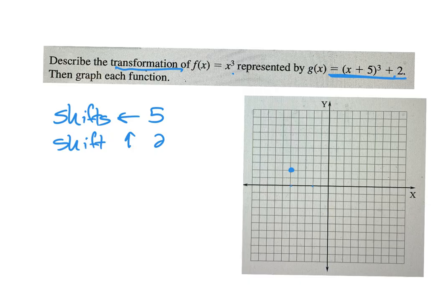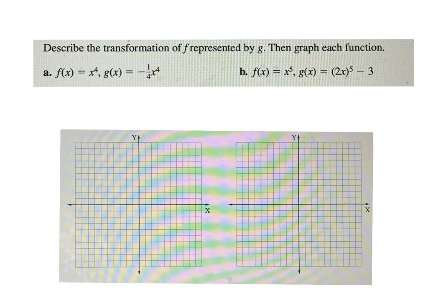Now this is a cube, which means you're going over 1, up 1, and it's going up like that, over 1, down 1, and it's going down just like that. Okay, that's all it is. So like I said, you've done these transformations. All right, a couple more here. Describe the transformations of f represented by g, then graph.